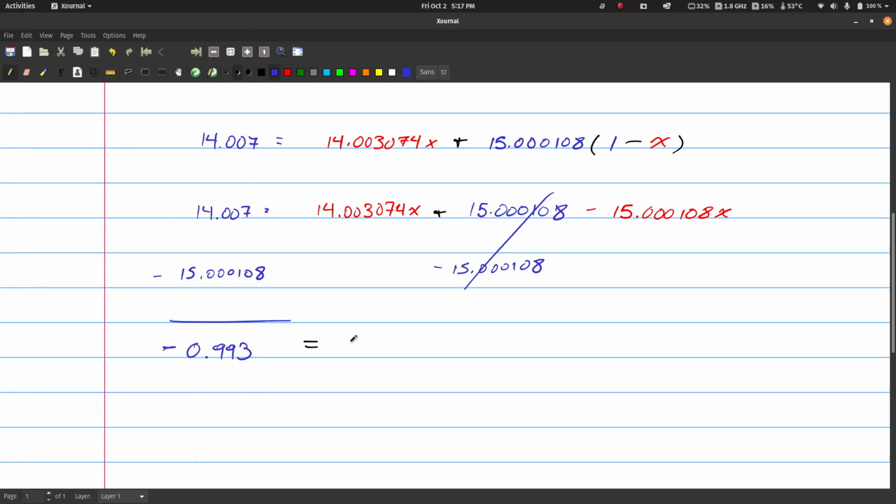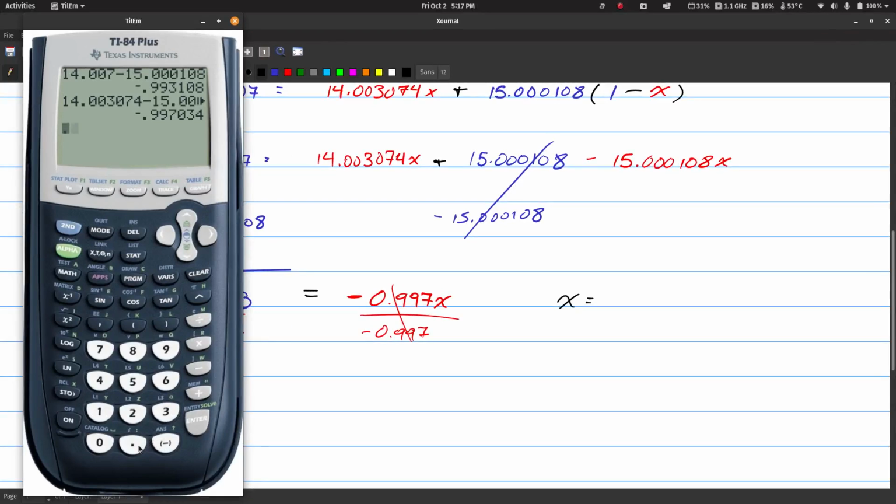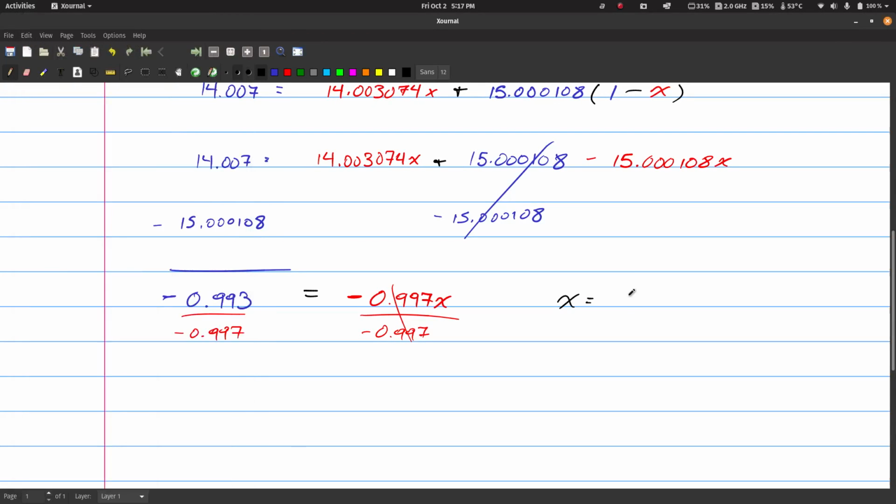Negative. Doesn't really matter in the grand scheme of things. We're going to solve this, essentially you're going to divide this out. And x is going to be equal to whatever this is. And I know I didn't use the negatives, it's kind of pointless. So you get about 0.996.